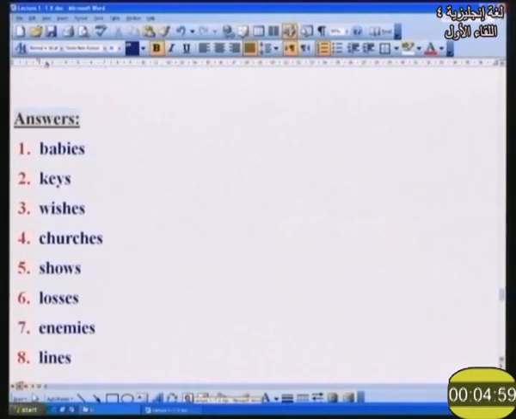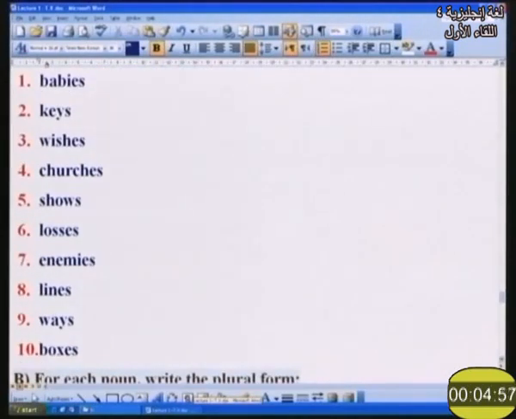And here are the answers. Babies. Keys. Wishes. Churches. Shows. Losses. Enemies. Lines. Ways. Boxes.